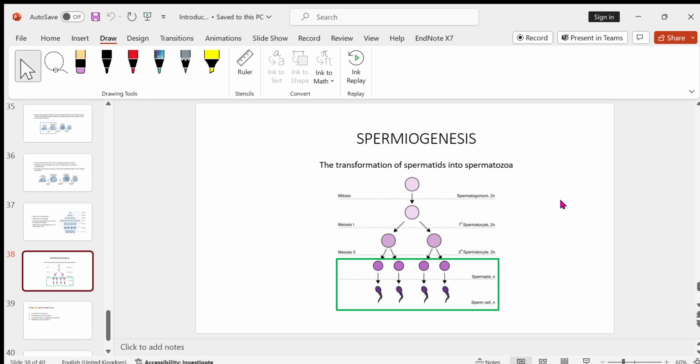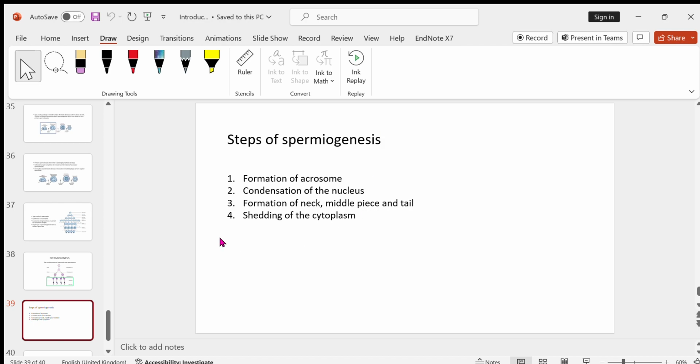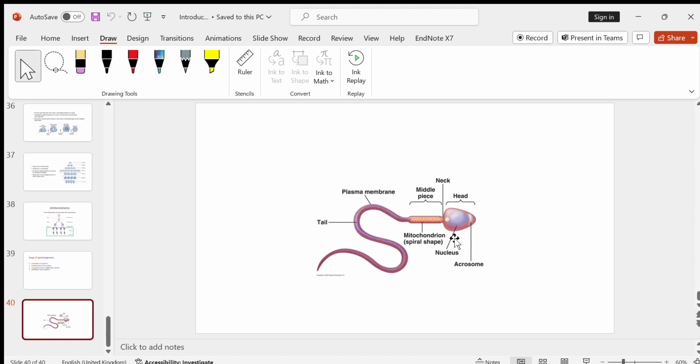Spermiogenesis is further processing which leads to the formation of sperms. So up till now we have discussed the spermatogonia, the primary spermatocyte, the secondary spermatocyte, and the spermatids. Further differentiation leads to the formation of sperms, which is the process of spermiogenesis. It has four stages. First is the formation of the acrosome. This is the acrosomal head. So the first process of spermiogenesis is the formation of the acrosomal head.